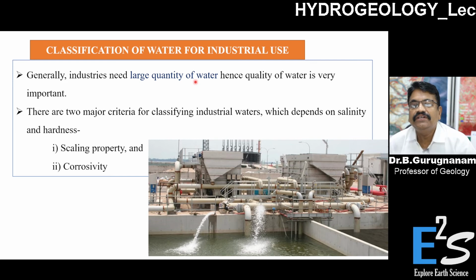Coming to the classification of use for industrial purposes, generally industry needs a large quantity of water, hence the quality of water is also parallelly important. There are two parameters: one is scaling property and the other is corrosion property. These are the two major factors to be considered. This mainly depends upon the salinity and hardness.